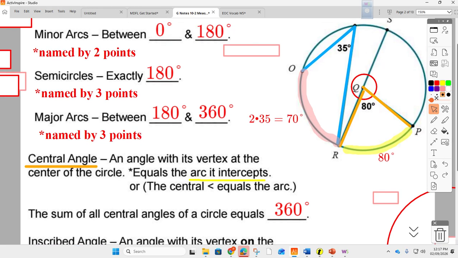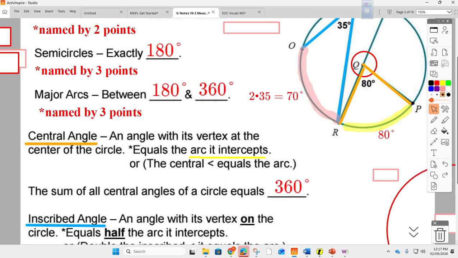So if we knew this was 70, we could divide by 2 to get 35, right? Since we know this is 35, we multiply by 2 to get 70. Does that make sense, Harlan? Okay. Does that make sense, Gabrielle? Okay. I forgot what to put here.